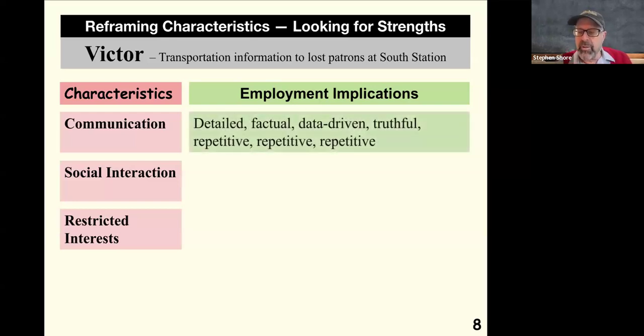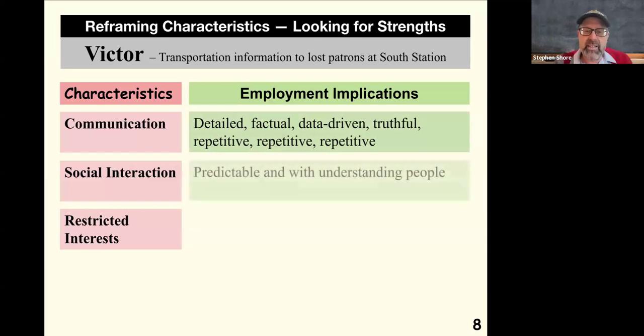Well, those of us who communicate through spoken word, we do tend to be detailed, factual, data-driven, truthful, repetitive. I think you get the idea. Well, how many times have you asked someone to repeat directions when you're lost? Well, that works. As we consider social interaction, well, this is a pretty predictable job.